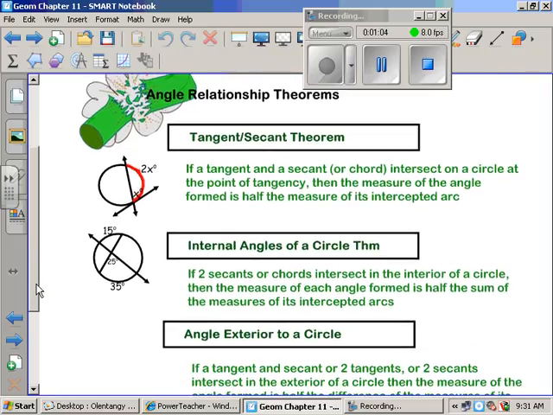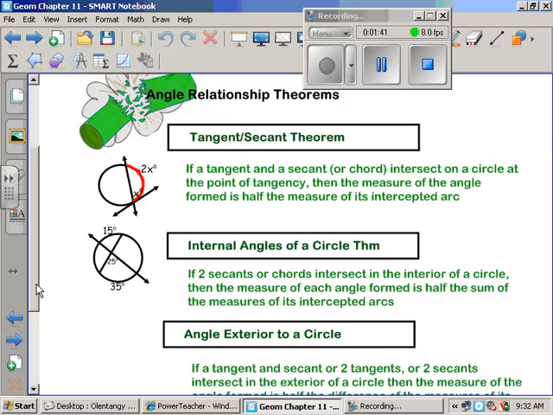All right. What did you find out about when you constructed a chord and a secant or two secants and formed an angle inside the circle? How are they related to their arcs? The sum of the two arcs is equal to double the measure of the angle. Exactly. The measure of the angle, if I can say it the other way, the measure of the angle is half the measure of the sum of the two arcs.